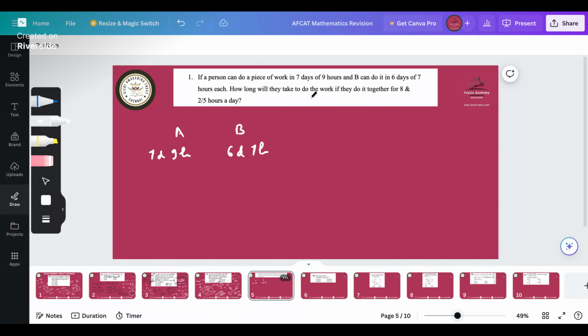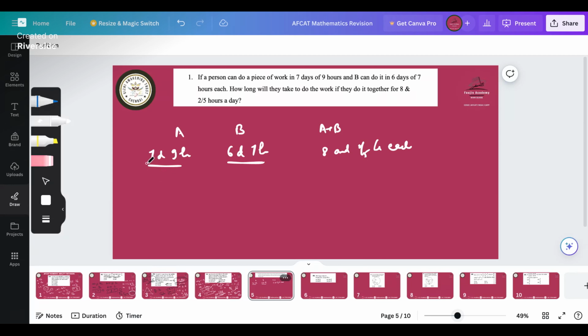How long will they take to do the work if they do it together for 8 and 2 by 5 hours each day? That means A plus B, 8 and 2.5 hours each, right? Okay. So now the confusion is that there are days and hours, days and hours. Let's just make it in a simplistic form, a form which is easy for us to calculate.